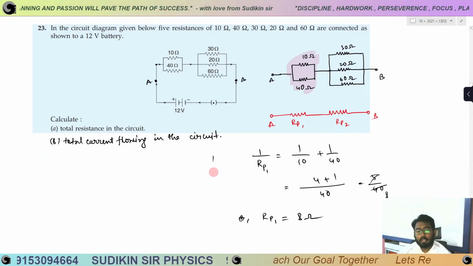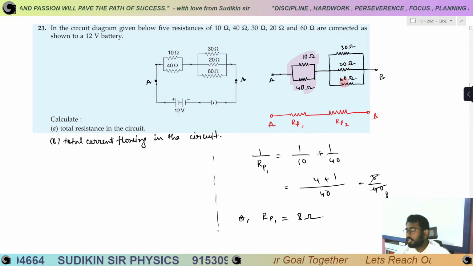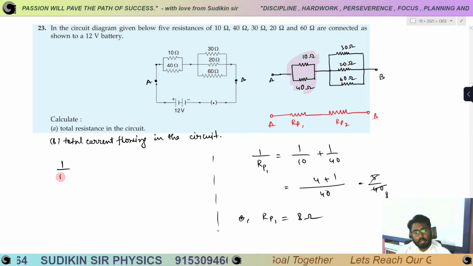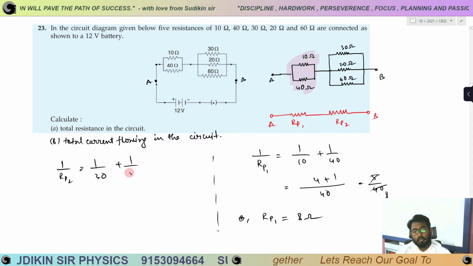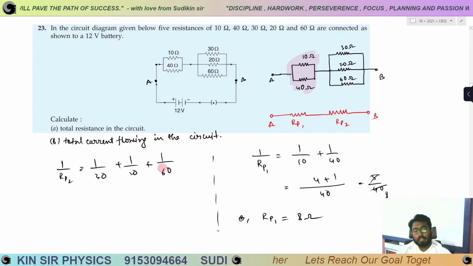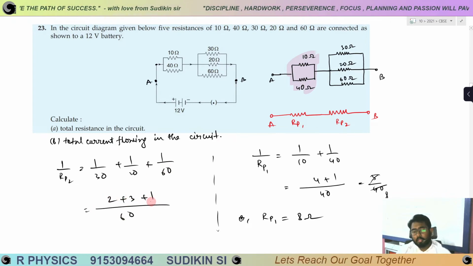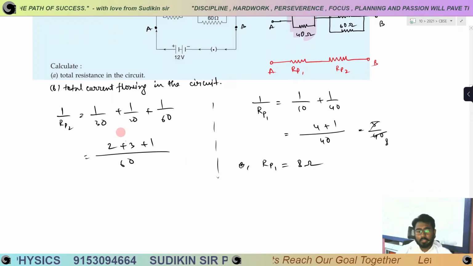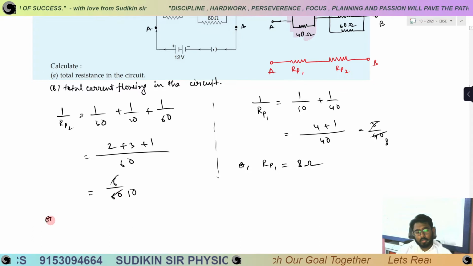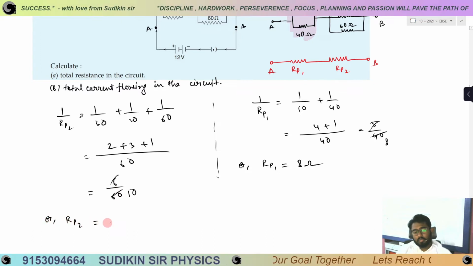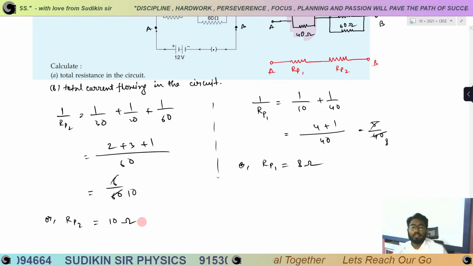Similarly, how will I find R parallel 2? See, there are three resistances in parallel, right? So can I write 1 by R parallel 2 equals 1 by 30 plus 1 by 20 plus 1 by 60. The LCM will be 60. So that will be 2 plus 3 plus 1, that will be 6 by 60, right? So that will be 1 by 10, or R parallel 2 will be 10 ohm. Are we clear? Okay.